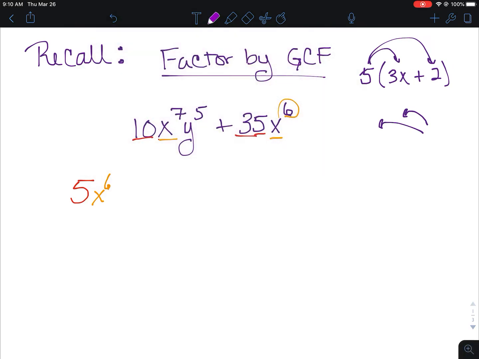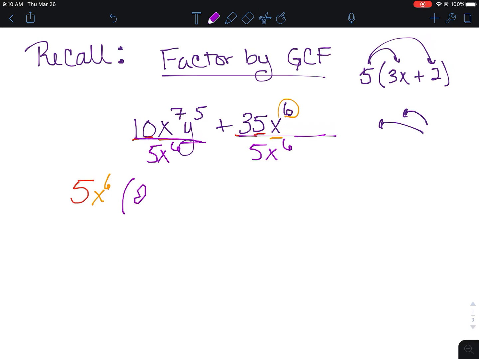And then next up we have y to the 5th. Over here there are no y's though. So they actually don't have any in common, and since I'm looking for the greatest common factor, that means I can't remove any y's. So then I'm going to start my parentheses, and now I'm doing 10x to the 7th, y to the 5th, divided by 5x to the 6th, my greatest common factor.